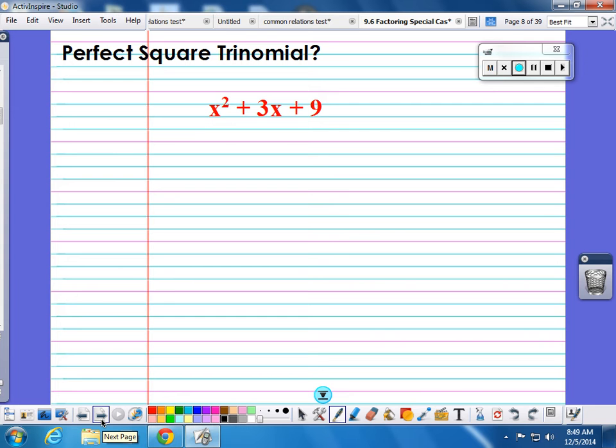Is this a perfect square trinomial? No, it's not. What do you square to get this? X. What do you square to get this? 3. What's their product doubled? 6. That's not a perfect square trinomial. And as a matter of fact, this won't even work with trial and error, which we'll talk about Monday. That one is not factorable.